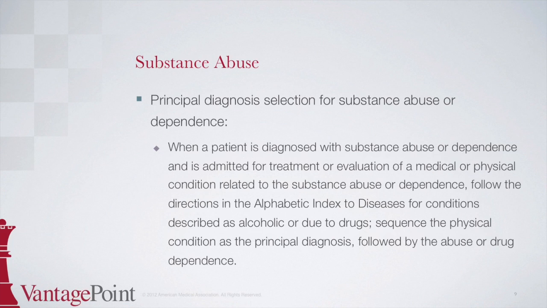If the patient is documented as having substance abuse or dependence and is admitted for a medical or physical condition related to the substance abuse or dependence, the physical condition would be coded first, followed by the substance abuse or dependence code. It's easy to remember this rule if you think of the scenario in terms of what is the reason for the encounter or admission. Unless the guidelines specifically state otherwise, follow this rule when coding.